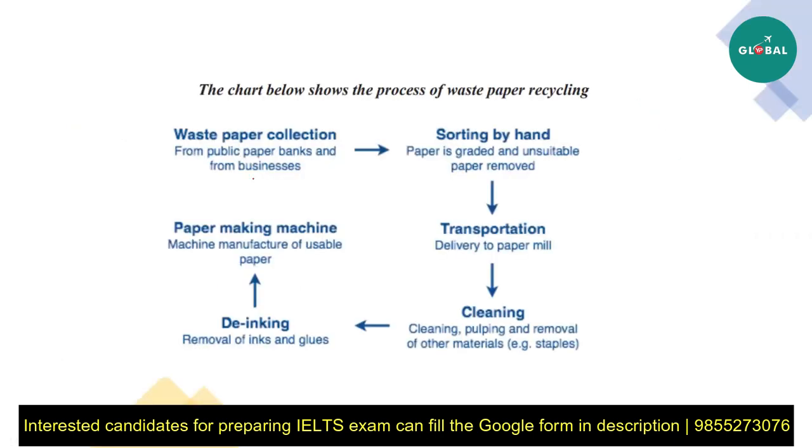Now let's look at a question. So this is a question for today. As you can see, it's sort of like a cyclic process. So this chart below shows the process of waste paper recycling. And these are all the details that are given here. I'm going to repeat it one more time. Your vocabulary means your lexical resources. They mean that you should not repeat the same word over and over again. Just because it is mentioned in the question doesn't mean that you have to repeat it in your answer. So use a variety of words for everything that is given here.